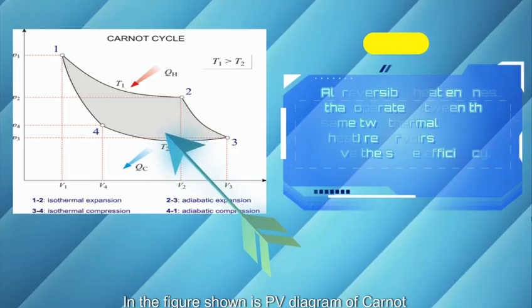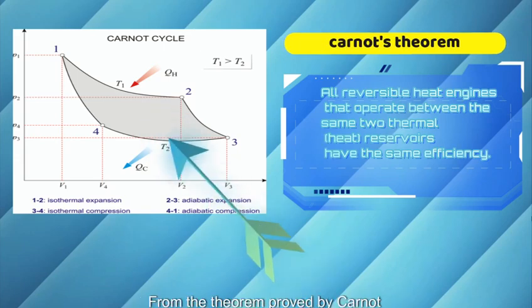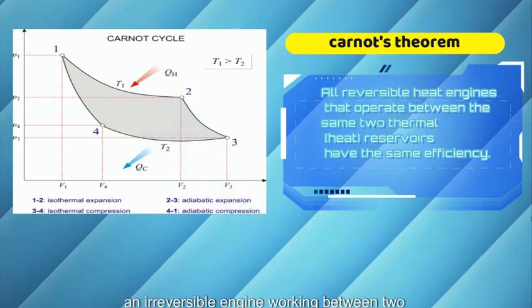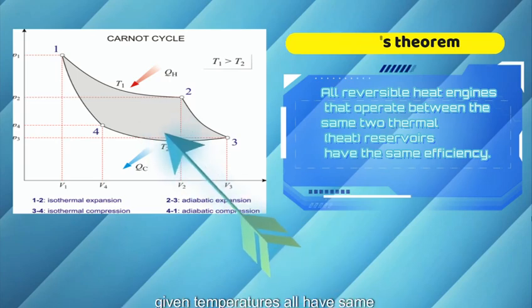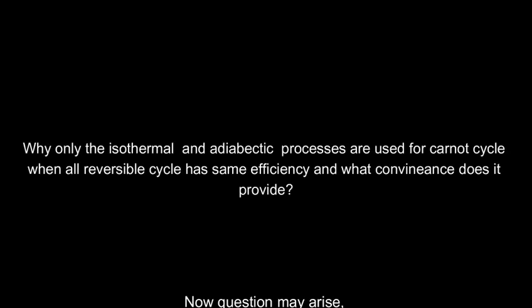In the figure shown is a PV diagram of a Carnot engine. From the theorem proved by Carnot, we know that any reversible engine working between 2 given temperatures has the same efficiency. Now, a question may arise: why did Carnot specifically use adiabats and isotherms in his cycle as representation, while he could use any other reversible graph as a cycle?